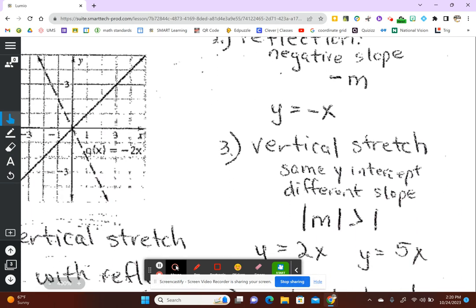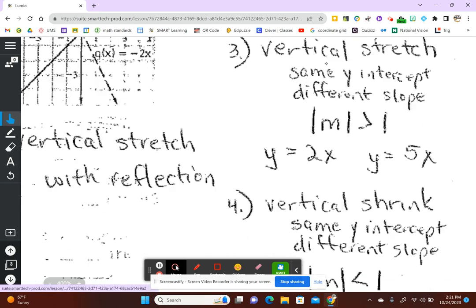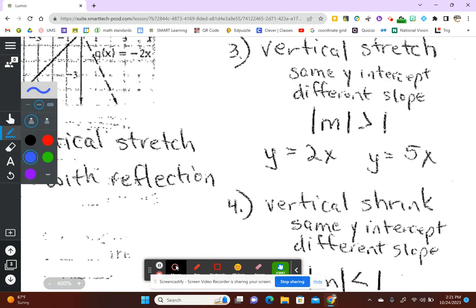Then here we have a reflection. How do we know it's a reflection? If you have a negative slope. So y equals -x is a reflection because the slope is negative. How do we recognize a vertical stretch? It's when the absolute value of m is greater than 1.